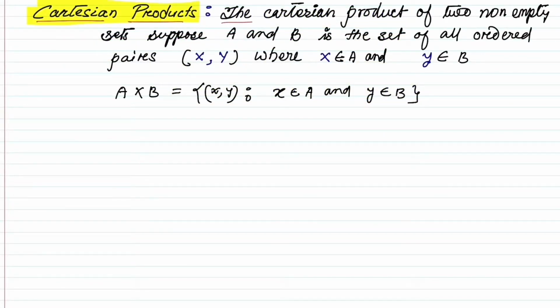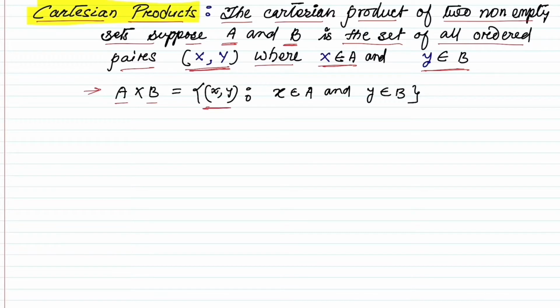The Cartesian product of two non-empty sets, suppose A and B are two non-empty sets, is the set of all ordered pairs x comma y, where x belongs to A and y belongs to B. In set builder form you can write A cross B, the product of sets A and B. The Cartesian product of sets A and B is the set of all ordered pairs x comma y such that x belongs to A, that means x is an element of set A, and y is an element of set B.